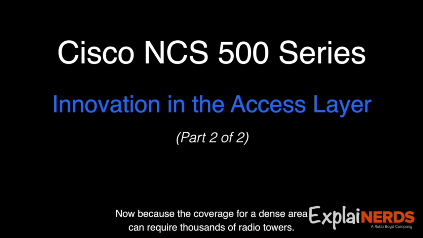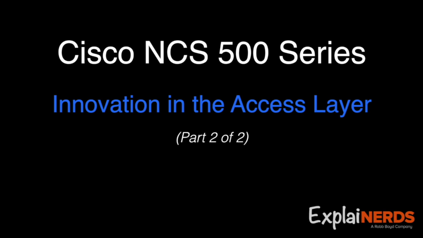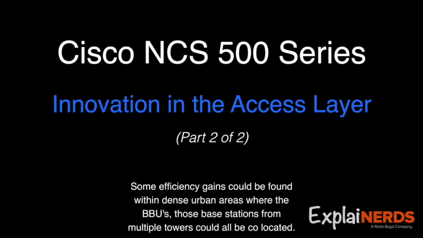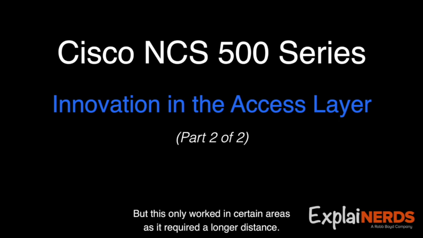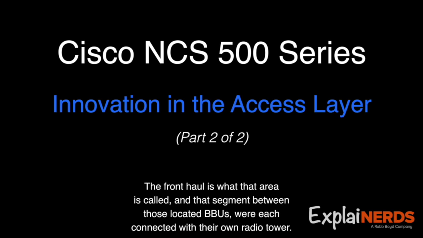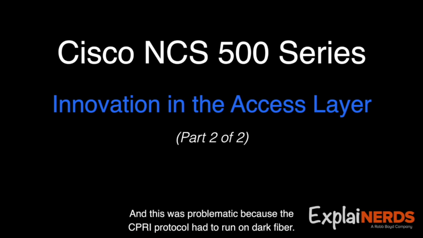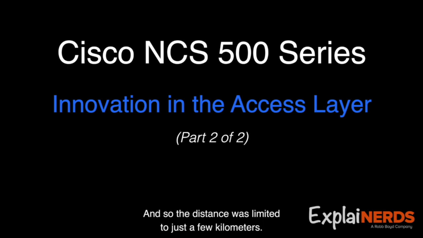Now, because the coverage for a dense area can require thousands of radio towers, our insatiable demand for mobile data has pushed for even better efficiency. Some efficiency gains could be found within dense urban areas where the BBUs, those base stations from multiple towers, could all be co-located. But this only worked in certain areas, as it required a longer distance, the fronthaul, what that area is called. And that segment between those co-located BBUs was each connected with their own radio tower. And this was problematic because the CPRI protocol had to run on dark fiber, and so the distance was limited to just a few kilometers.